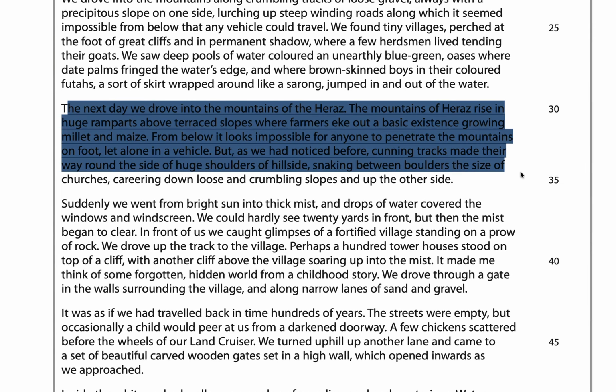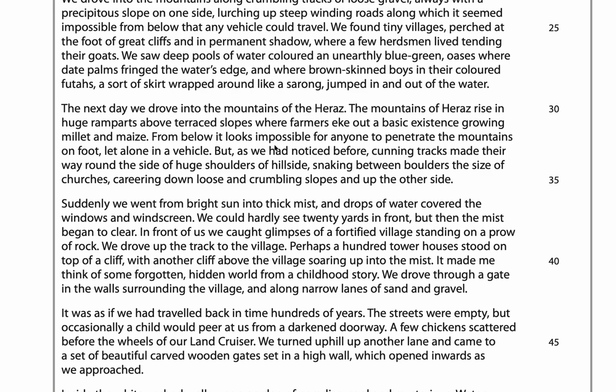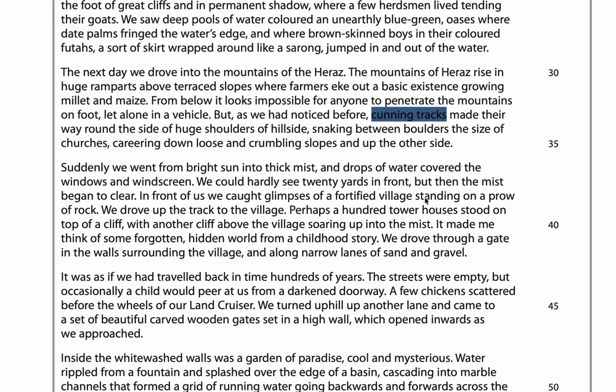Can we say anything from this part? Definitely. From below, it is impossible for anyone to penetrate the mountains on foot, let alone in a vehicle. But as we noticed before, cunning tracks. Tracks are cunning. Wow, personification. Tracks made their way around the side of huge cliffs. So basically, it shows that the tracks are kind of inauspicious. They are a bunch of inauspicious tracks. That's what it shows. Okay, what else?